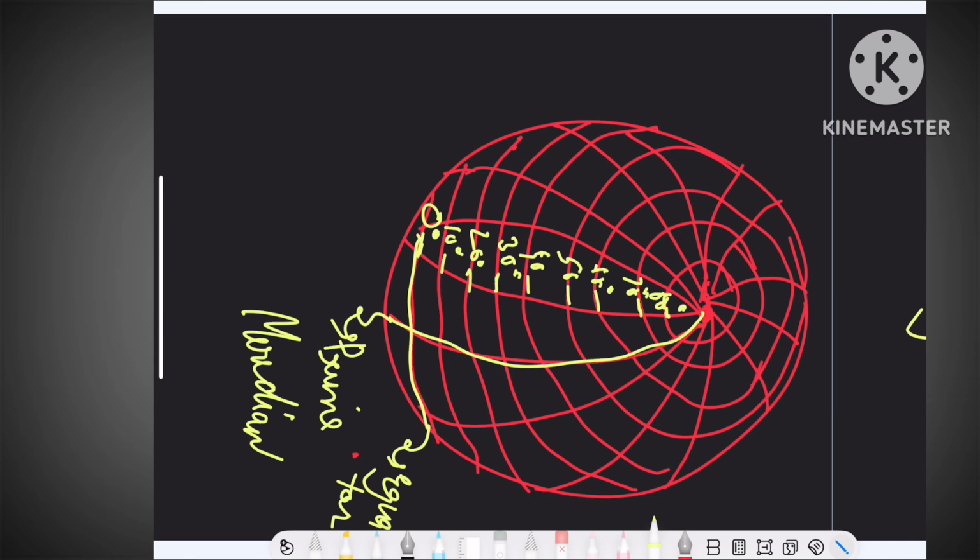So the prime meridian divides the western and eastern hemisphere. And the equator divides the northern and southern hemisphere. This is the North Pole, and the South Pole is below. Using the North Pole and the South Pole as the basic reference points, two sets of imaginary circles are drawn around the globe. This network of parallels of latitude and meridians of longitude is called the geographic grid.